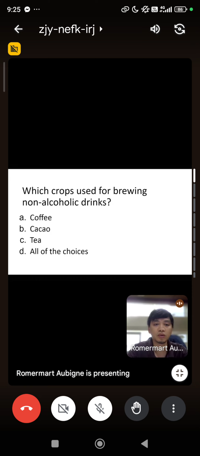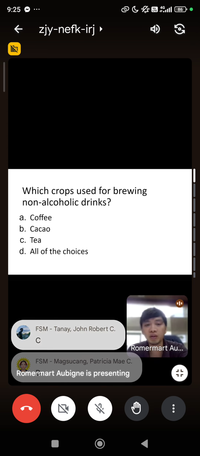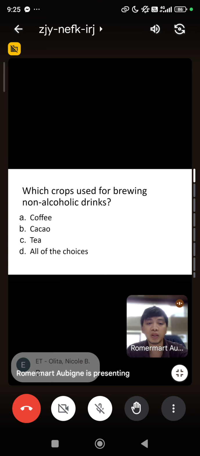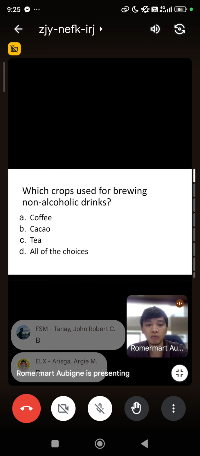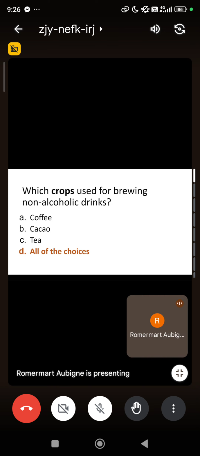So, which is used for brewing non-alcoholic drink? You need to observe the question. It says here, which crops are used for brewing non-alcoholic drink? Meaning, there are many crops. We have A, coffee, B, cacao, C, tea, D, all of the choices. So there are crops listed there, meaning all of the choices is possible as our answer. So the answer is all of the choices.